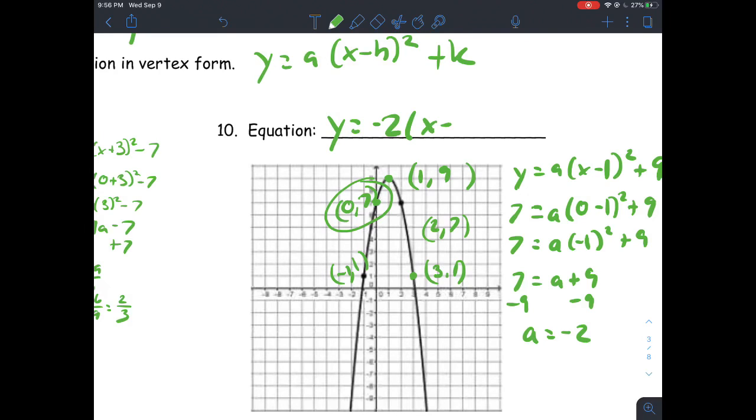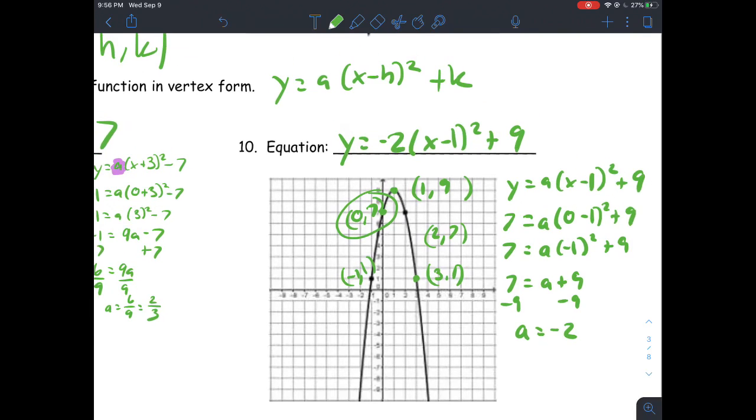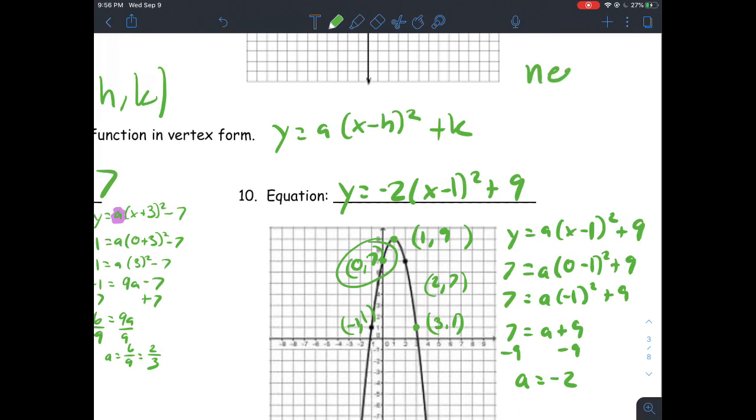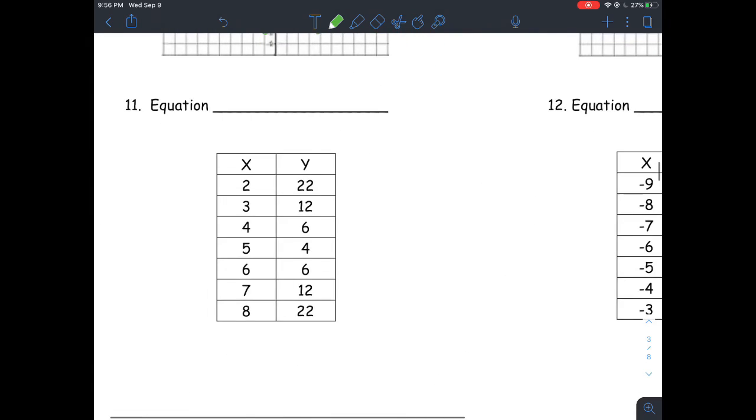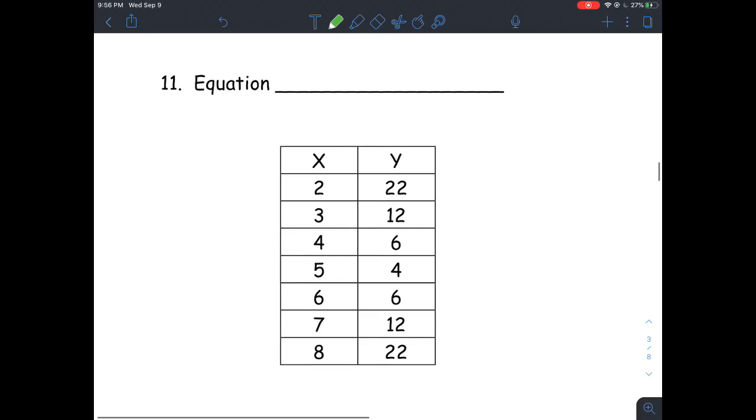So we'll go ahead and plug this in. We get y equals negative 2 times (x minus 1) squared plus 9. All right, so that is how you get it from a graph. Essentially, all you need to find the equation of a parabola is the vertex and another point. So this is what you need. You need the vertex and another point. Those are really the only two things you need.